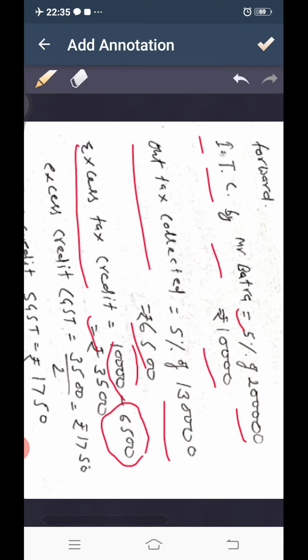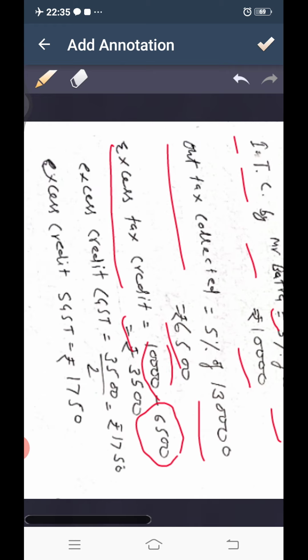Now this is total tax. Half will be excess credit CGST. CGST will be half of the total tax credit. So 3,500 divided by 2, that is 1,750, and excess credit SGST will be half of this again, 1,750.